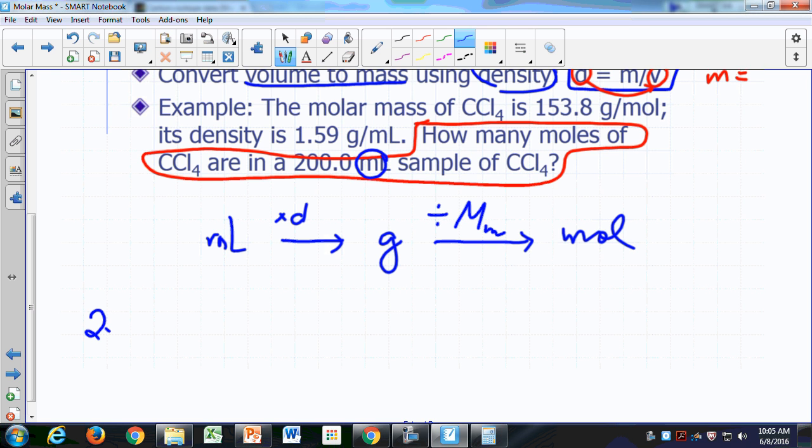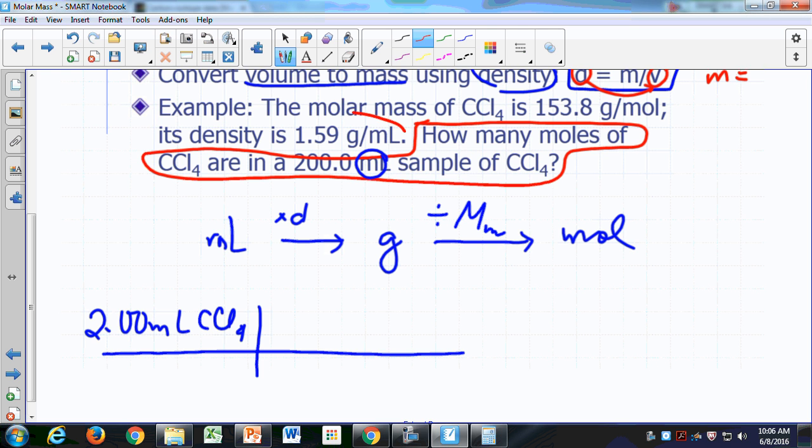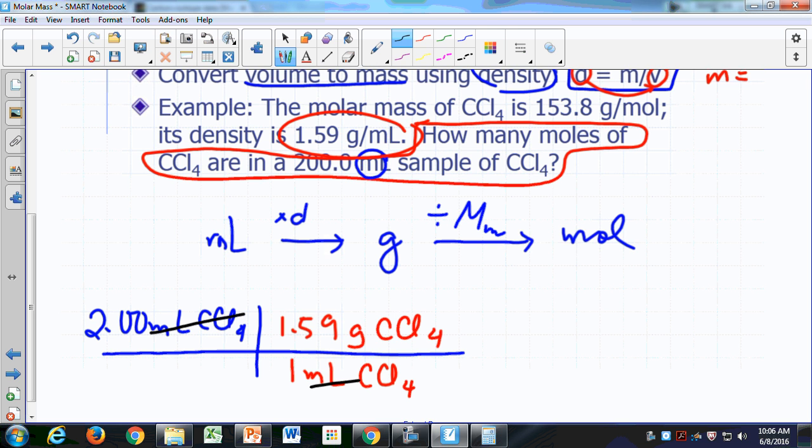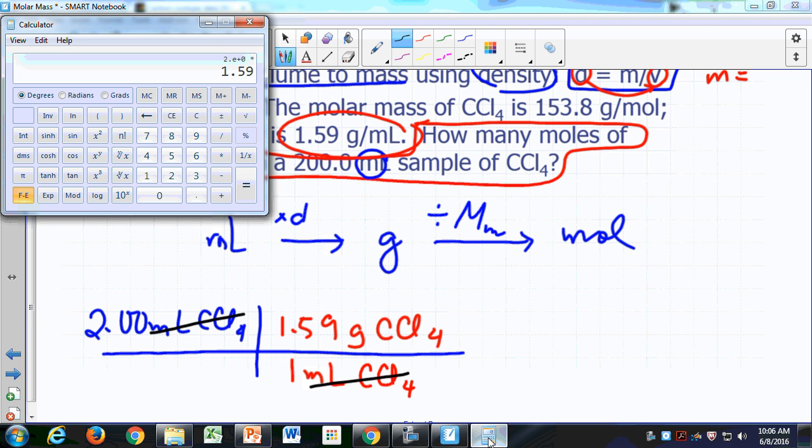You're given 200 mils of carbon tetrachloride, multiplied by the density, which you can look up for carbon tetrachloride. It's 1.59 grams per milliliter. That means for 1 milliliter of carbon tetrachloride. So milliliters of carbon tetrachloride cancels out, and you've converted it to grams. So what answer do you have at this point? Oh, sorry, that's not 2.00, that's 200. So 200 times 1.59, that's 318 grams.